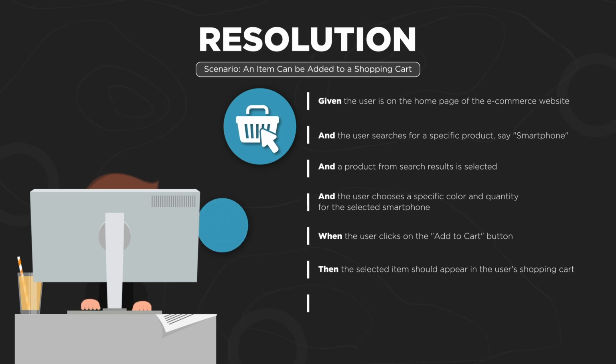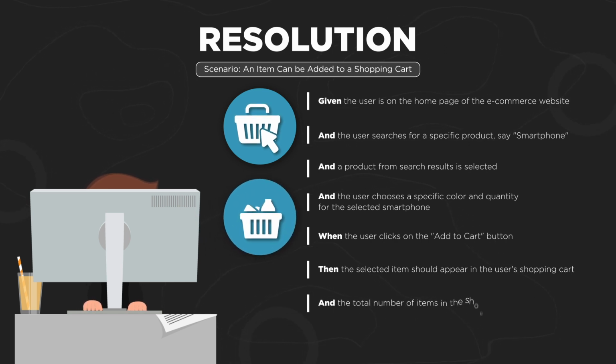The following check is: and the total number of items in the shopping cart should increase by 1. This step verifies the impact of the user action on the shopping cart's total items count. It demonstrates the importance of validating the system's response to user actions. In this case, it ensures that the system accurately updates the shopping cart, reflecting the user's choice.